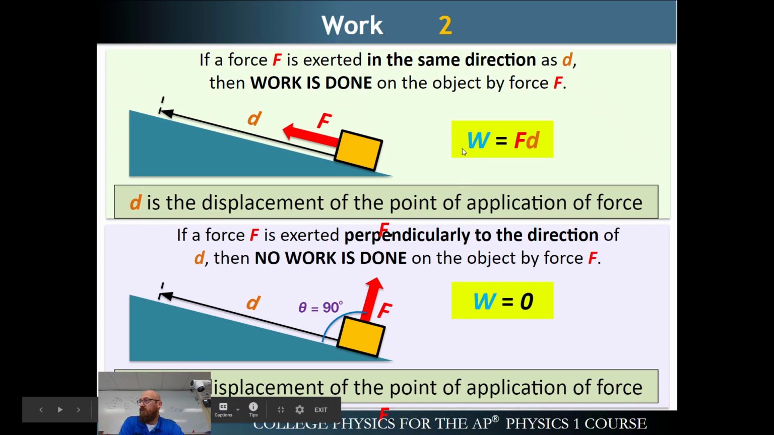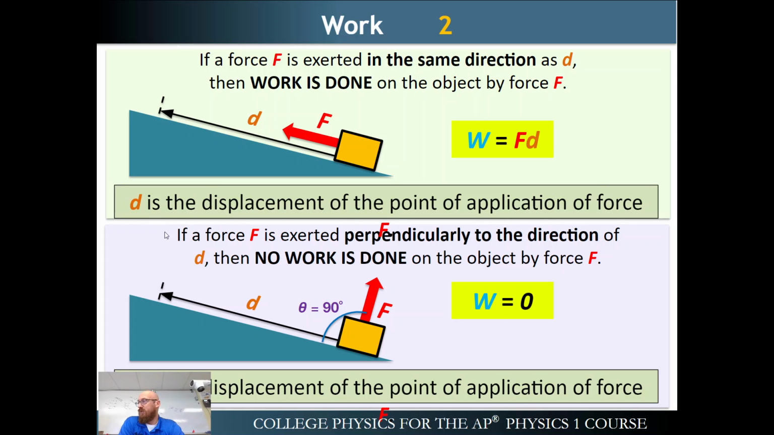All right, here's our fancy equation. Work equals force times distance. Ignore the incline for right now. Work is force times distance. That's it. A certain amount of force over a certain distance. That's all.